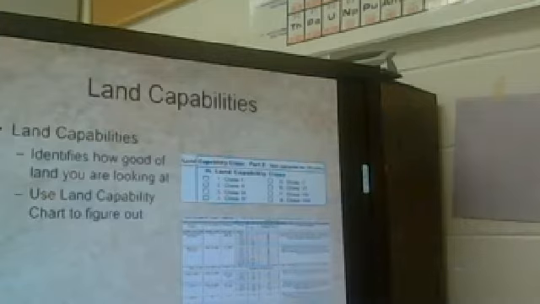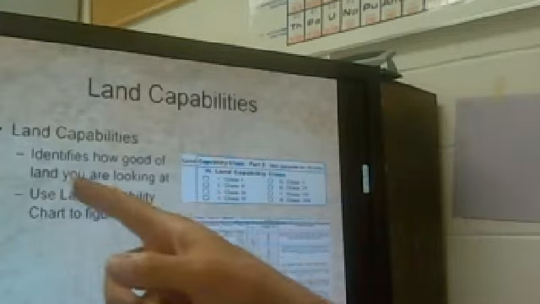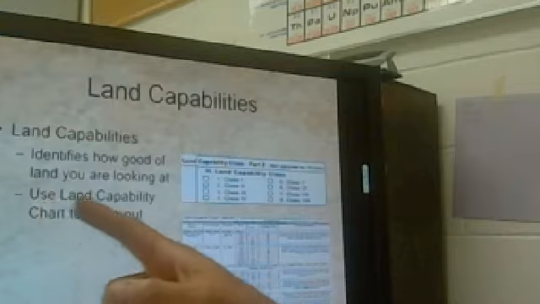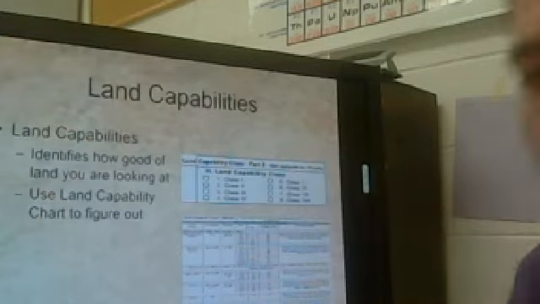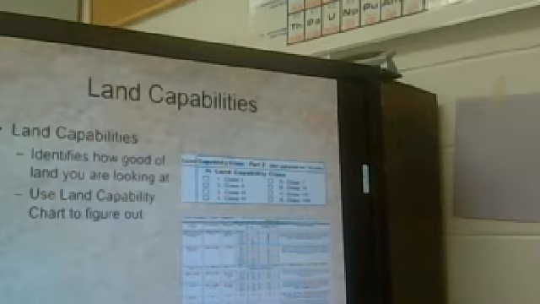You are going to be identifying how good of land you are looking at, or using the land capability chart to figure out which class you are. On that little note there, you will need this piece of paper.